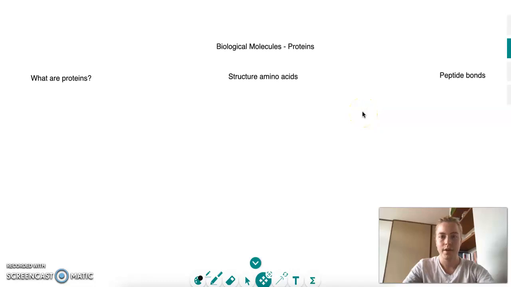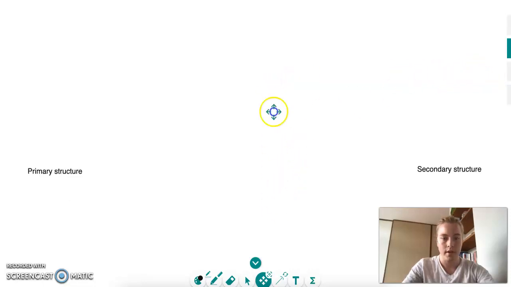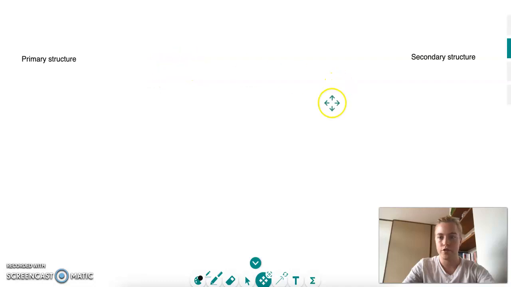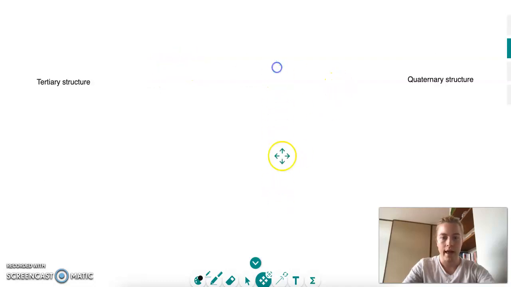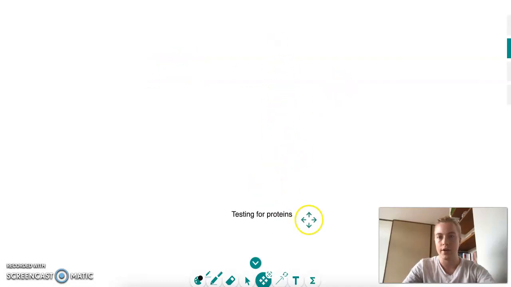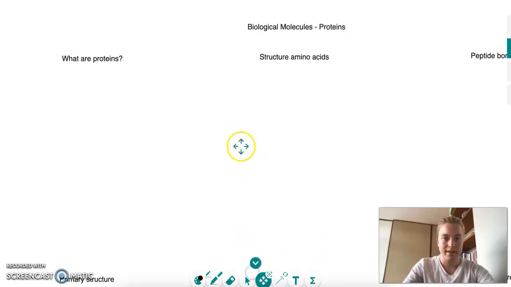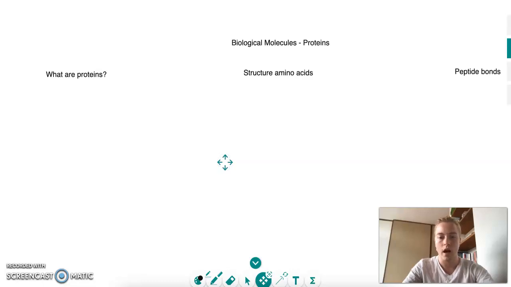Hi! So in today's lesson we're going to be looking at proteins within the topic of biological molecules. So we're going to be looking at the structure of amino acids, how we form peptide bonds, the different stages of structure of complex proteins, and finally we'll be looking at how you test for proteins. But first of all, let's just think about what proteins are.